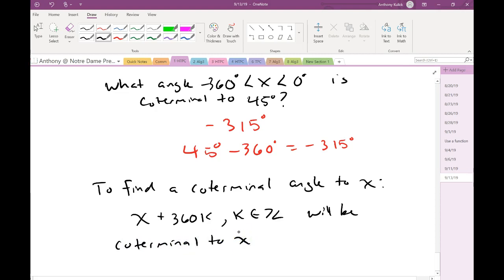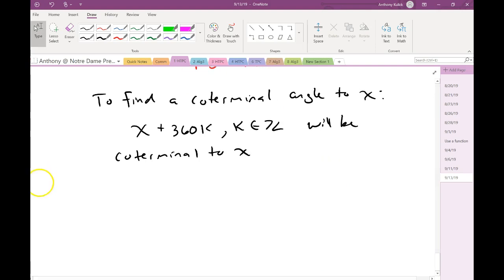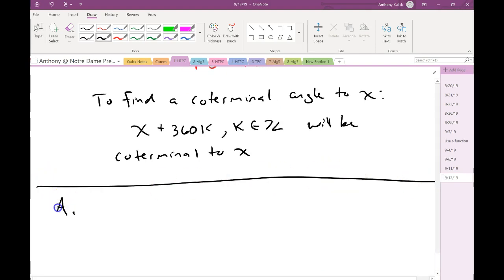So again, if I take some angle x and I want to find things coterminal to it, I can just add or subtract multiples of 360 until my heart's content, right? Likewise, I can use this idea to check if two angles are coterminal. So for example, are 30 degrees and negative 690 degrees coterminal?